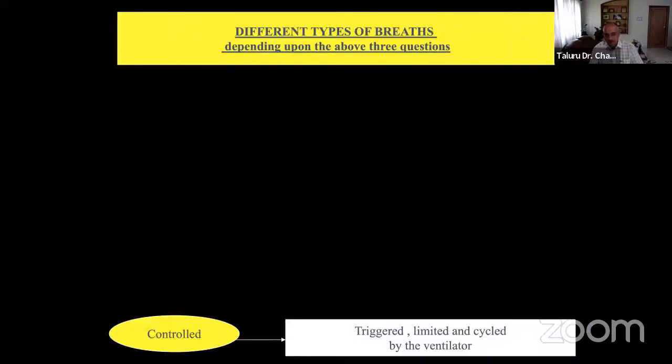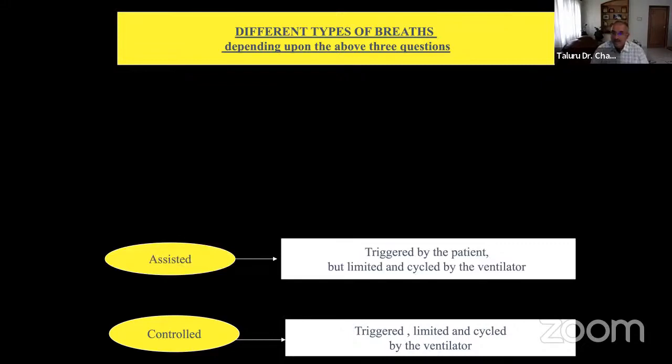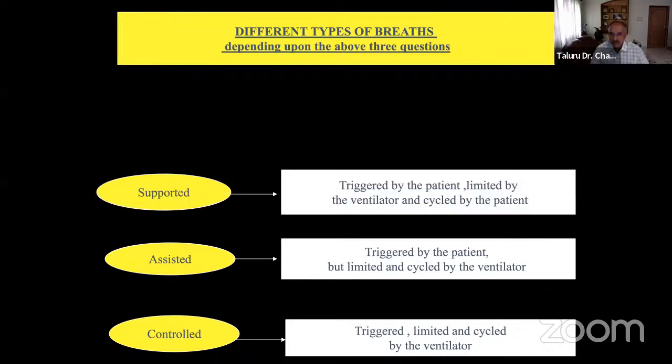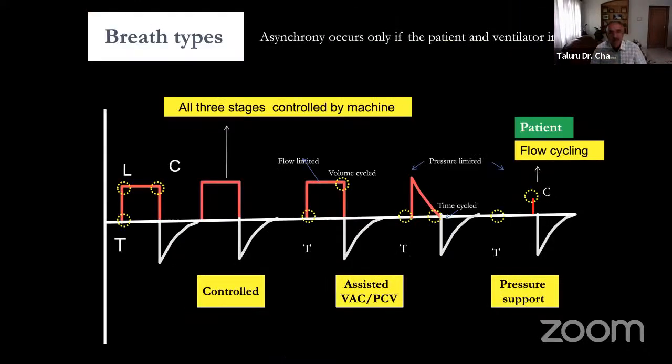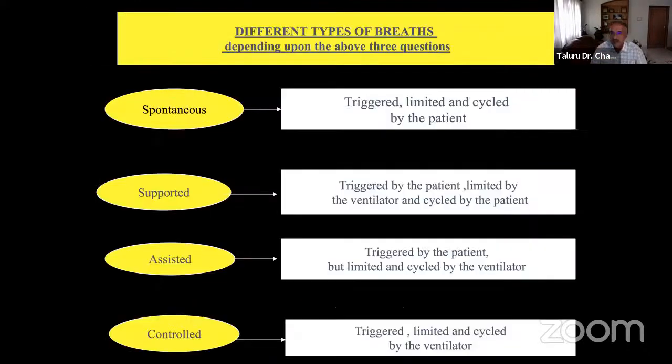So if it is a controlled breath, it is triggered, limited, and cycled by the ventilator. Is it understood? If it is assist modes, it is triggered by the patient, but limited and cycled by the ventilator. If it is supported, it is triggered by the patient, limited by the ventilator, and cycled by the patient. That is the only mode, pressure support. Remember this, there is only one mode, pressure support mode. And when you are breathing spontaneously, you do all that. You trigger, you limit, and you cycle, isn't it? Your brain does that for you.